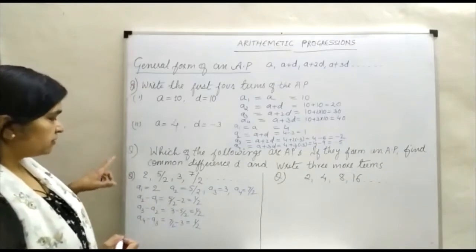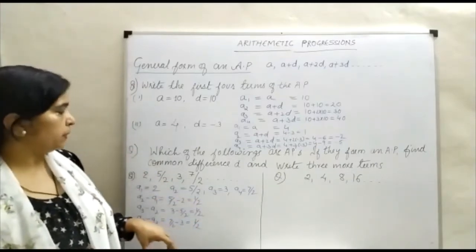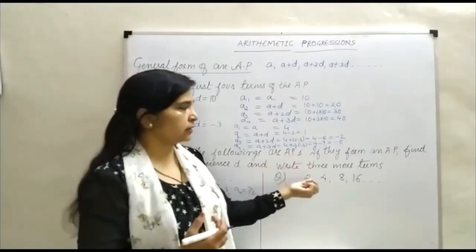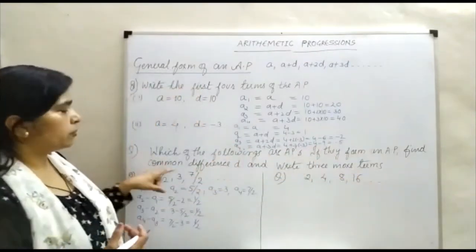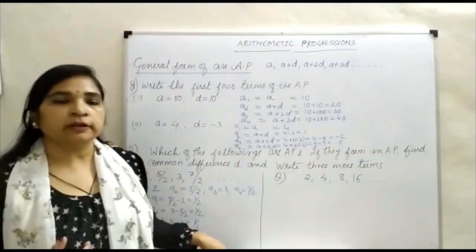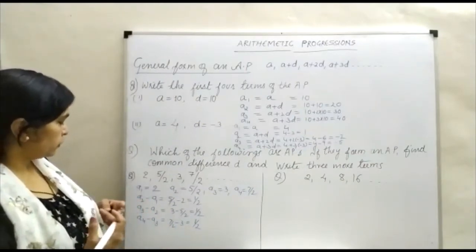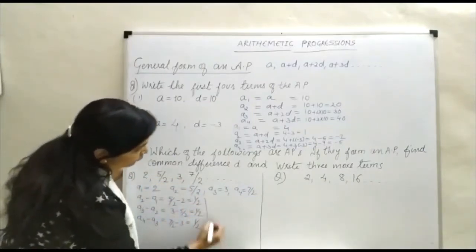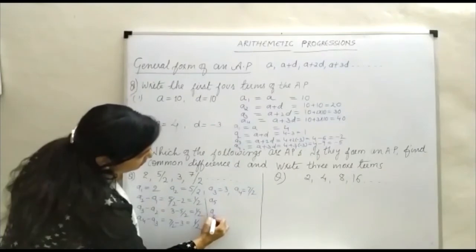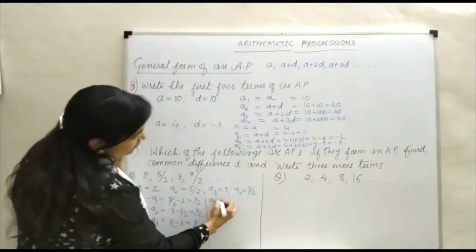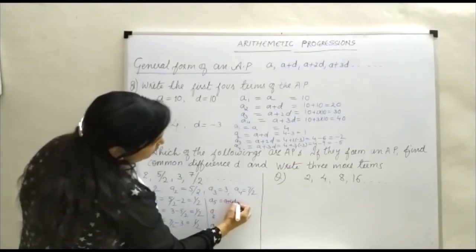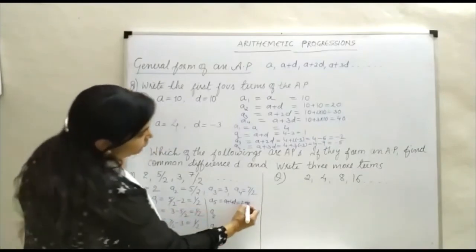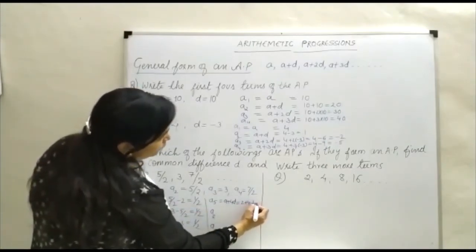So you can see that A2 minus A1 is equal to A3 minus A2 is equal to A4 minus A3. That means this particular sequence is in AP, and now you have to write 3 more terms, because as in the question it's given, if they form an AP, find the common difference. So what is the common difference, children? That is half. Next we have to write 3 more terms. You can see the terms up to the fourth are already given. So you have to write A5, A6, and A7. So what is A5? A plus 4D. That is, what is the value of A? It is 2, plus 4. What is D given? Half.